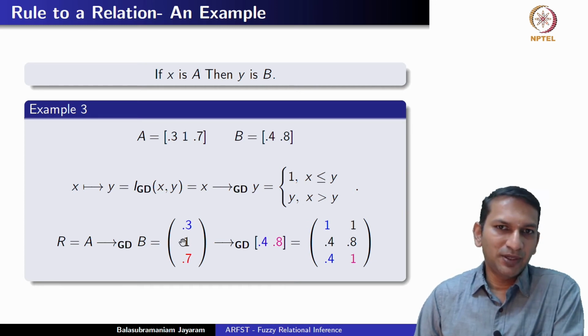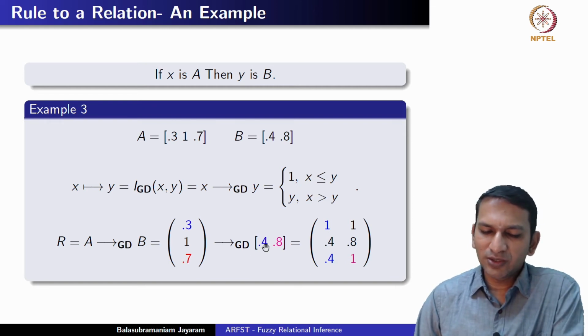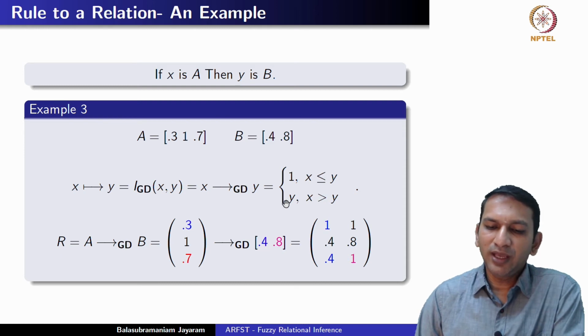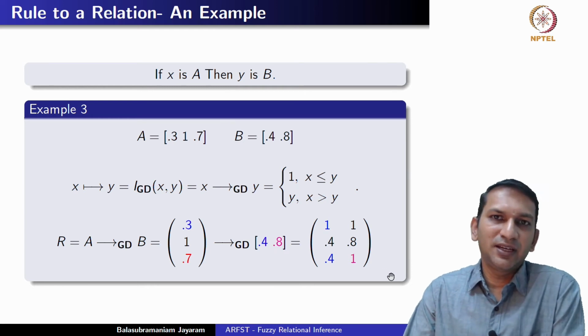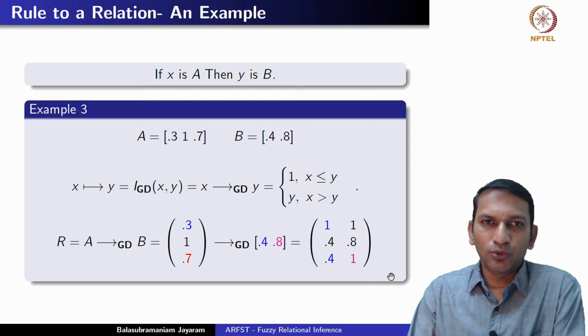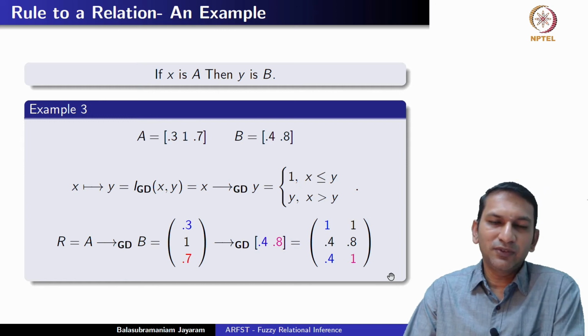1 is the left neutral element of Gödel implication. So 1 implies 0.4 is 0.4, 1 implies 0.8 is 0.8. Now when it comes to 0.7 and 0.4, you see that 0.7 is not less than or equal to 0.4. So then y appears here, which is essentially 0.4. 0.7 is less than or equal to 0.8, which means you get 1 here. So this is how you construct the fuzzy relation from the given rule, where A and B are antecedents, if they are given in terms of these two vectors.